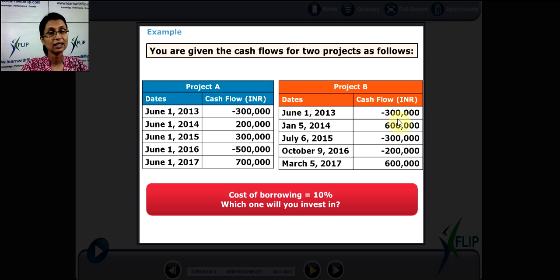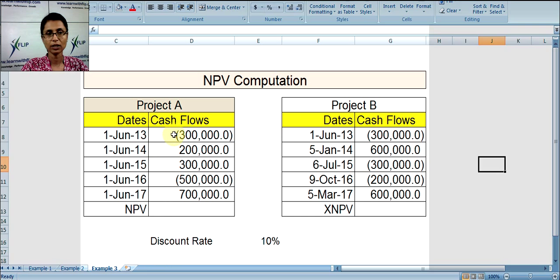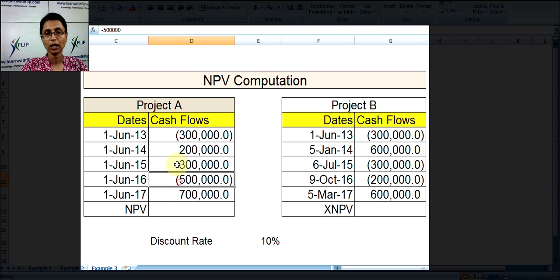And why is that? We'll come to that later. So let's check how we will calculate the NPV for both of these. So I'm opening my Excel sheet. I have the cash flows. These are my negative cash flows.